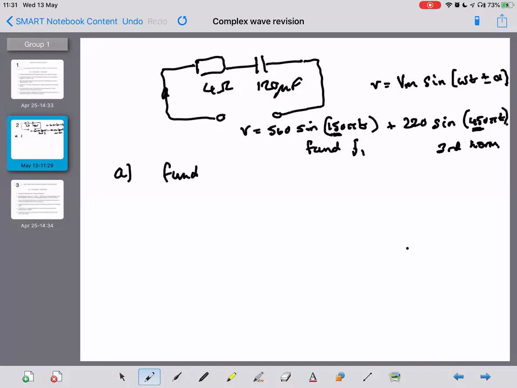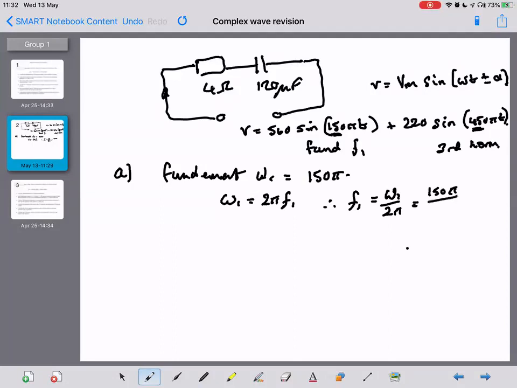So for the fundamental, omega 1 is equal to 150 pi. But we also know that omega 1 is equal to 2 pi times F1 in Hertz. Therefore, we can rearrange that to say F1 is omega 1 over 2 pi. So that's 150 pi over 2 pi, which equals 75 Hertz.